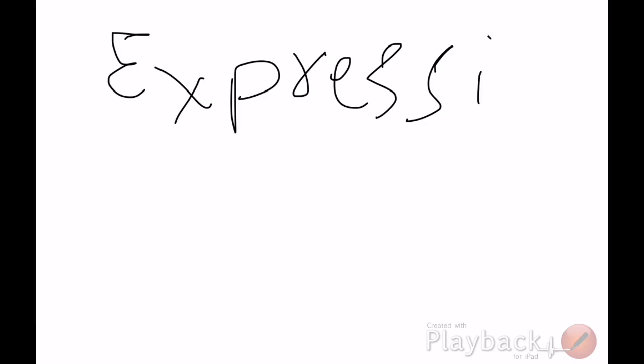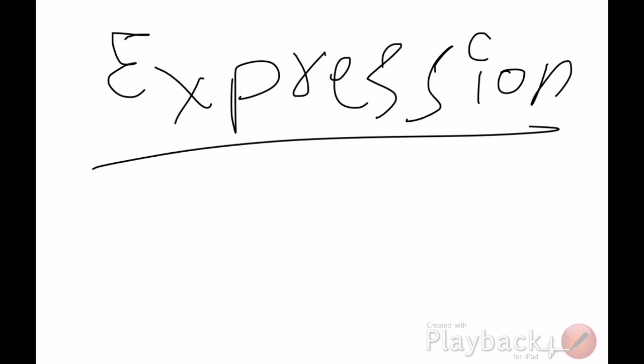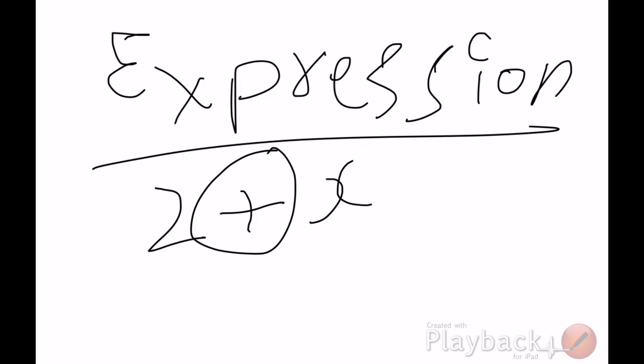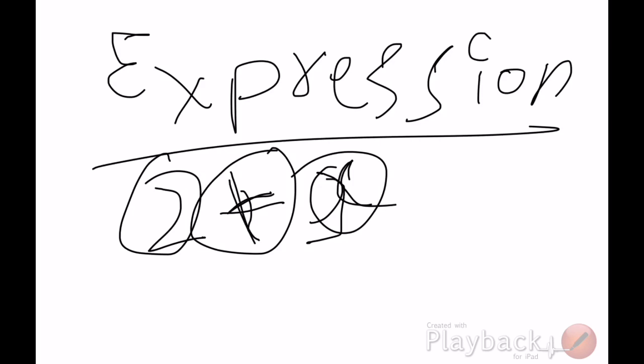And the third term is expression. So an expression is something that is a combination of a constant and a variable under any binary operation. So binary operations are addition, subtraction, multiplication, division, and etc. So 2 plus x is an example. We have a constant right here and a variable, and there is the binary operation.